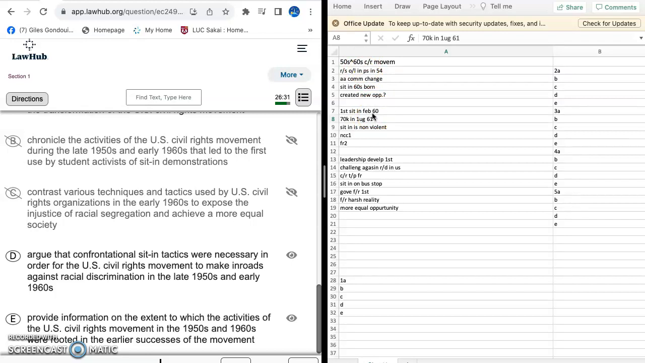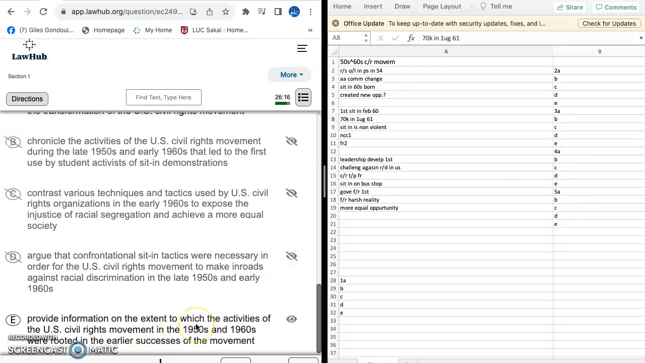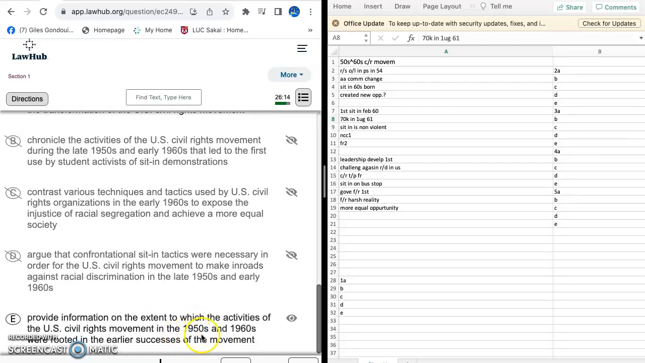It didn't really recap that the first sit-in was really mandatory, really necessary to get the Freedom Riders involved or other leadership developed. So necessary means mandatory. It wasn't really mandatory. Provided information on the extent to which the activities in the U.S. civil rights movements in the 50s and 60s were rooted in the earlier success of the movement. That was not in the passage. It was nothing about rooting or cheering for the Freedom Riders. So we're going to have to eliminate that.